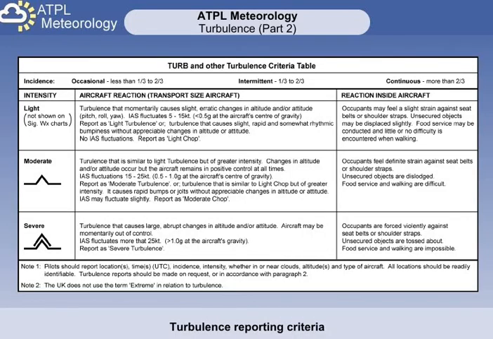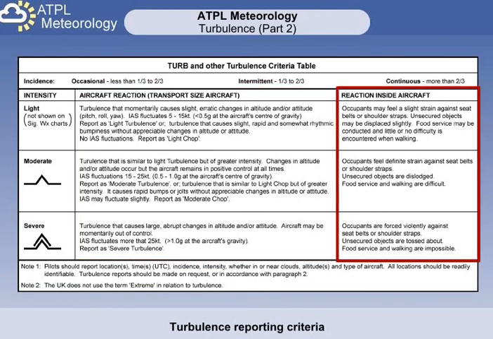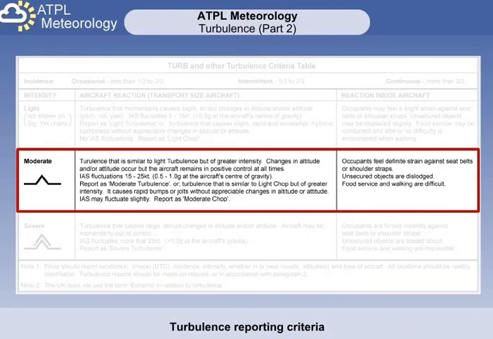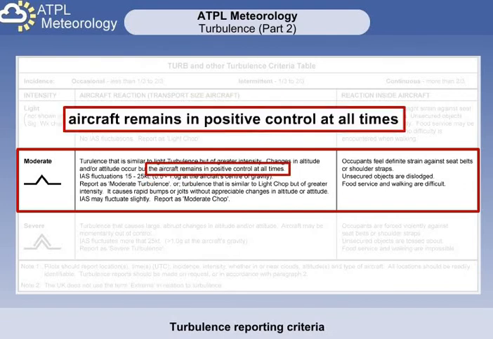Let's now look at how we actually report turbulence. The table shown here relates to the three levels: light, moderate, and severe. Each intensity is described using both aircraft reactions and occupant reactions. Looking at moderate turbulence, we can see that this will be reported any time that indicated airspeed fluctuates irregularly between 15 to 25 knots, and G changes of 0.5 to 1 G are experienced. Notice, though, that the aircraft remains in positive control at all times.